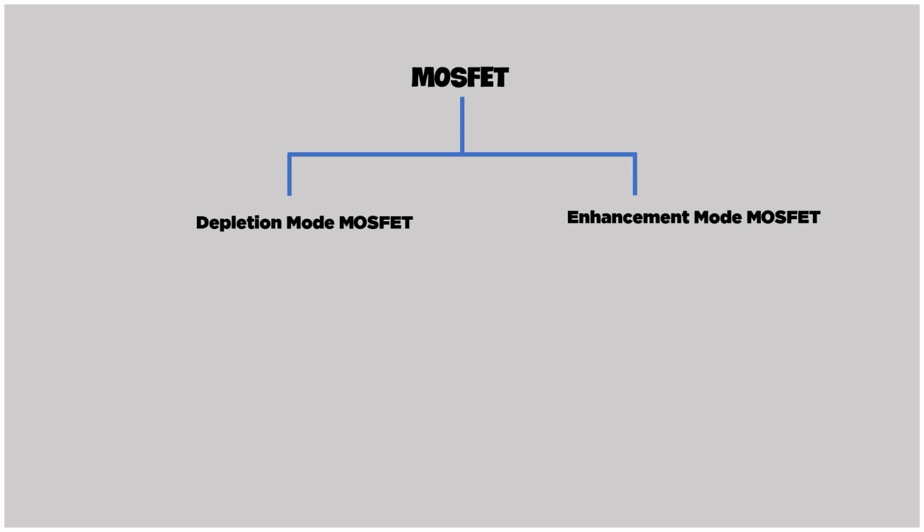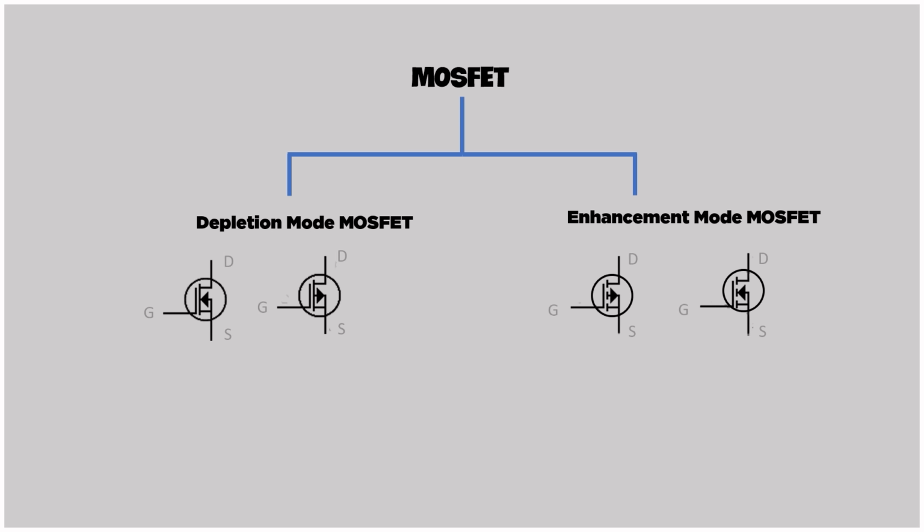MOSFETs can be classified into depletion mode MOSFETs and enhancement mode MOSFETs. Depletion mode MOSFETs are normally on, enhancement mode MOSFETs are normally off. So we can see their symbols. For the enhancement mode MOSFETs, if you look, we'll see we have disconnected lines here, representing the fact that the drain is disconnected from the source, showing that it's normally off.